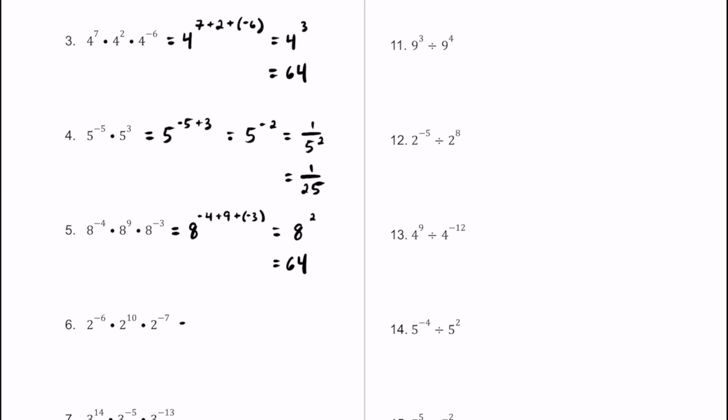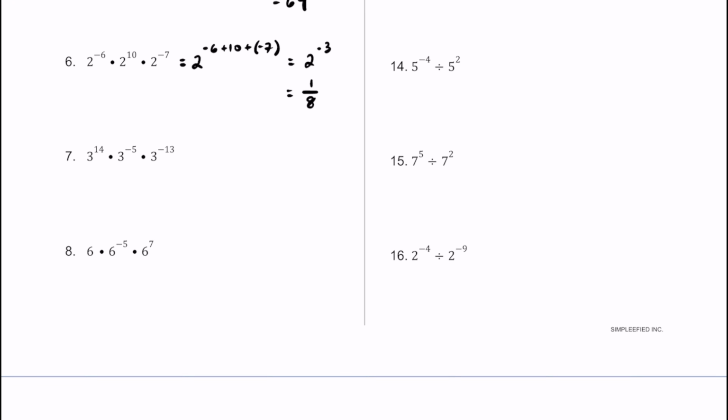For number 6, we have a same base of 2 all the way across, so I'm going to write our common base of 2. We can multiply this all together, and when we do that, we add their exponents. We have negative 6 plus 10 plus negative 7. Now negative 6 plus 10 equals 4, and 4 plus negative 7 is going to be negative 3, so this is going to be 2 to the negative third power. Now again, when we have negative exponents, we're going to write the reciprocal, so this is going to be the same thing as 1 over 2 cubed, and that's going to be 1 over 8.